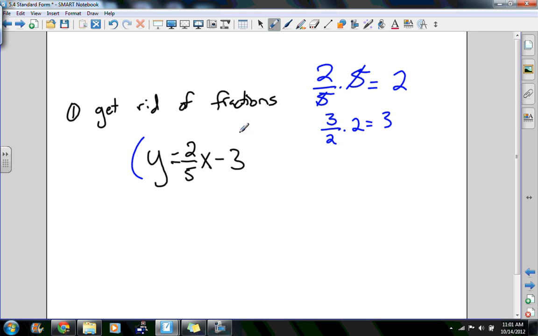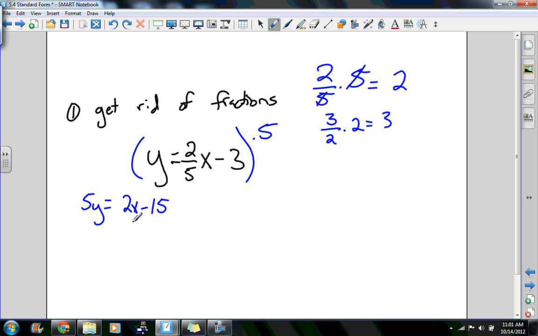So what I'm going to do is put some nice parentheses, and I'm going to multiply every term times 5. You could also write it like this, times 5, times 5, times 5 to remind yourself, but I just write it once. So everything gets multiplied by 5. Y times 5 is 5y. 2/5 x times 5 is just 2x. Don't overthink it. And negative 3 times 5 is negative 15.